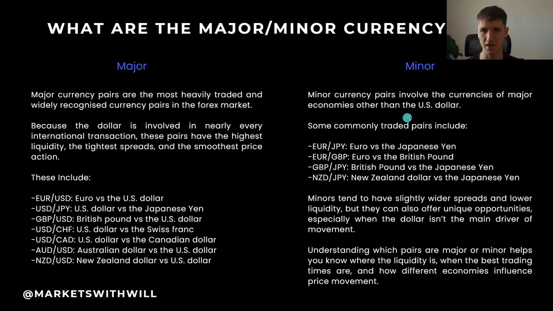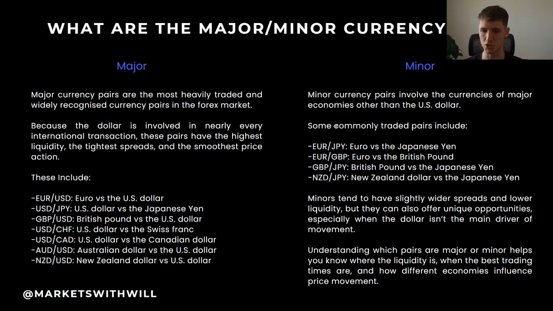Now, minor currency pairs involve the currencies of major economies other than the United States dollar. So some of the commonly traded minor currency pairs are Euro/JPY, Euro/GBP, GBP/JPY, NZD/JPY as well. Minors tend to have slightly wider spreads and lower liquidity, but they can also offer unique opportunities as well, especially when the dollar isn't the main driver of the movement.